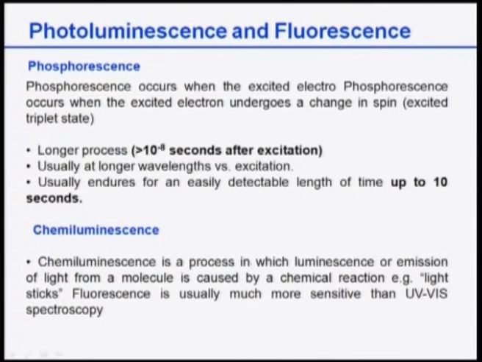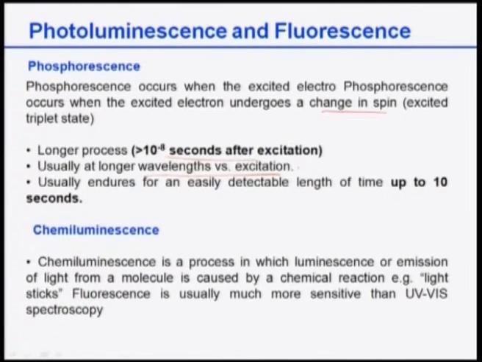Phosphorescence occurs when the excited electron undergoes a change in spin. We will see what this change in spin is. It is a longer process, with longer wavelengths of emission, and usually endures for an easily detectable length of time, up to 10 seconds.